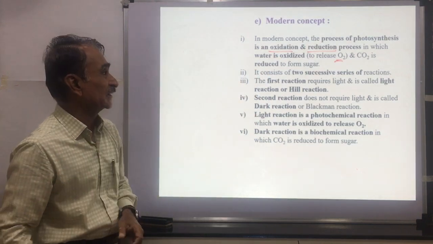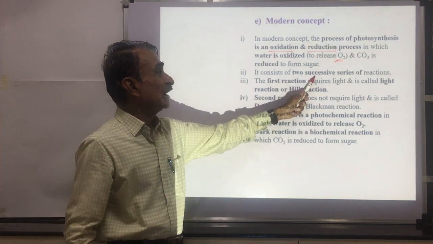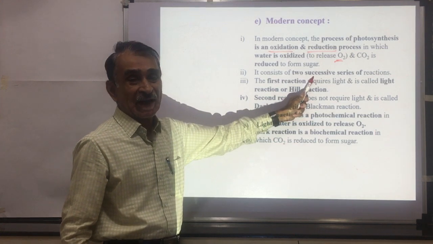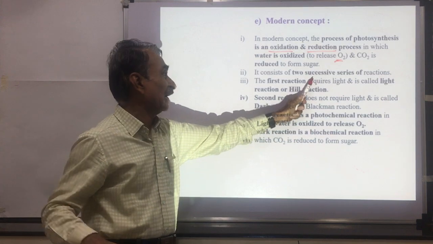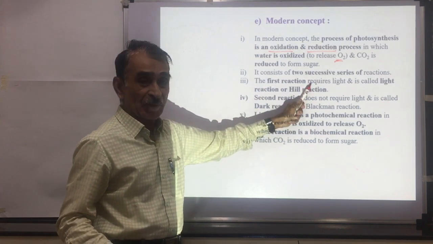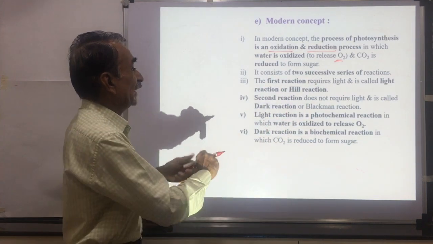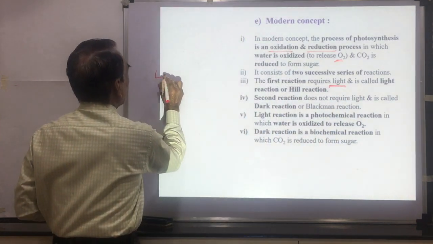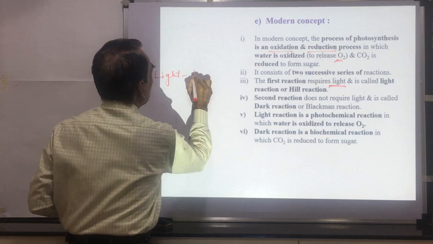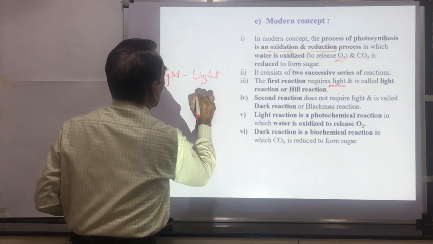It consists of two successive series of reactions, two major steps: light reaction and dark reaction. The first reaction requires light, or occurs in the presence of light. This is called the light reaction.